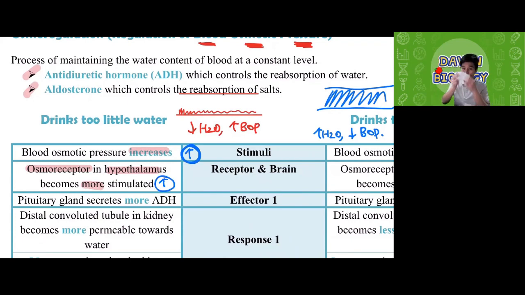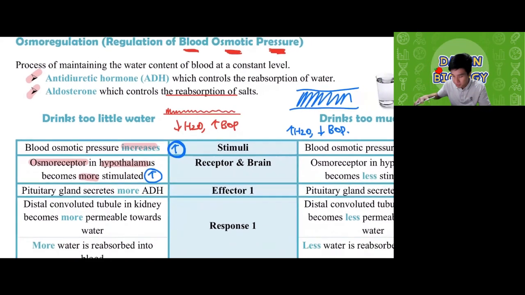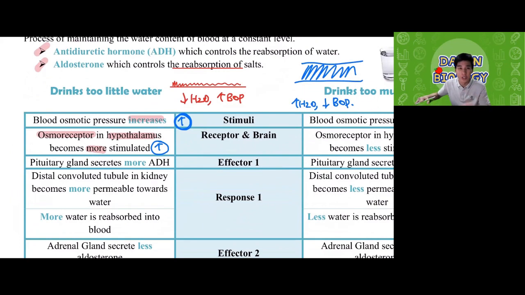What if the blood is too watery? Then your blood cells will start to die, too hypotonic. Your blood cells and tissues will become too big, and then they rupture and die. That's why you can't have too much water in your body. Remember we said the hypothalamus will control the pituitary gland. These two work together, the hypothalamus and pituitary gland. Therefore, more ADH is secreted by the pituitary gland. So that's the effector, your pituitary gland.